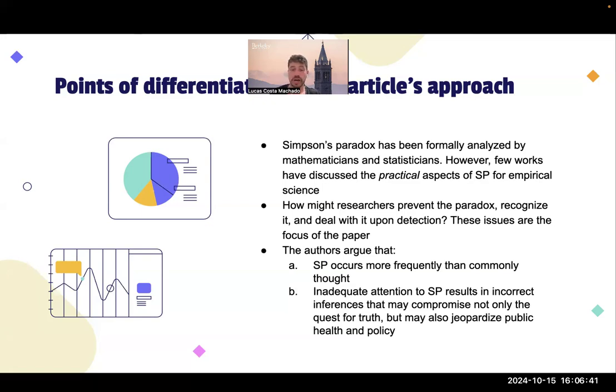And the authors also argue that Simpson's paradox occurs more often than we think, and inadequate attention to this paradox may result in incorrect inference that may compromise not only your conclusions, but also may create wrong policies, wrong decision making.